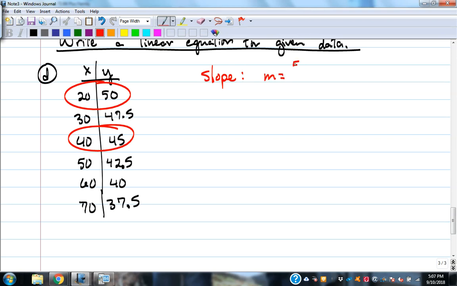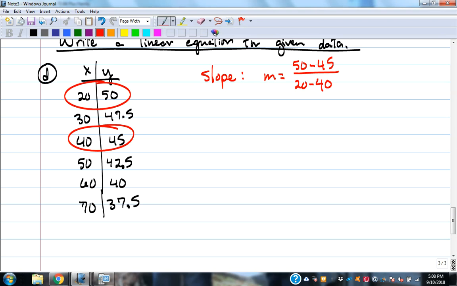For y2, I'm going to use 50 minus 45 over 20 minus 40. Notice that I didn't pick the second one to start off with because it doesn't matter. I should have written 40, not 30. 20 minus 40, that's the x value of that. It doesn't matter what y value you start with as long as you start with the x value that goes with it. If you wanted to start with 45, you'd have to start with 40 as the x. So it doesn't matter as long as your ordered pairs are vertically lined up. Make sure of that.